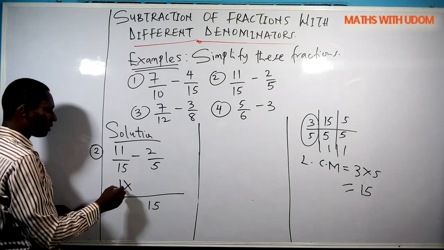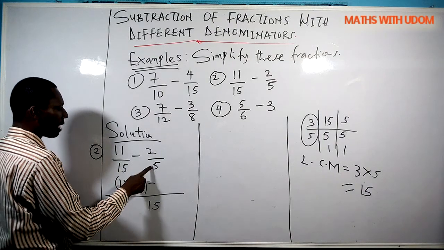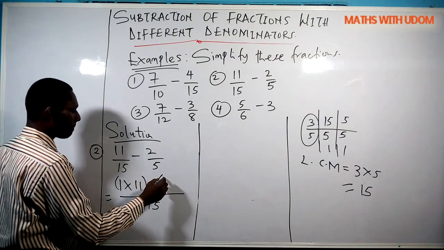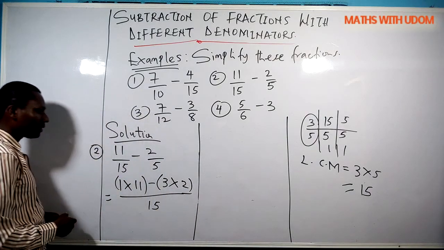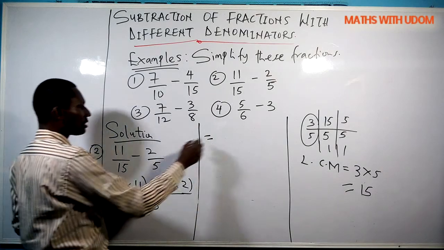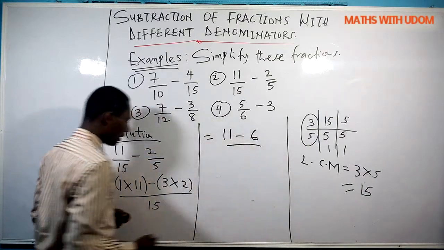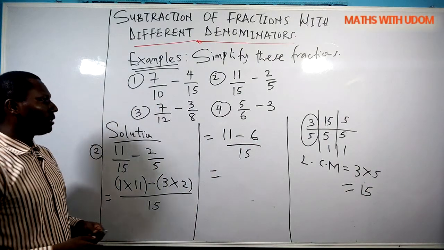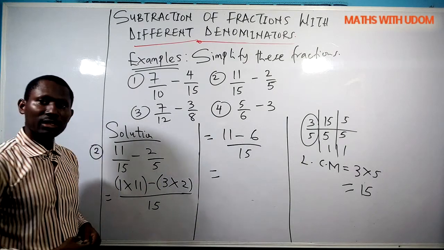How many 15 can go in 15? 1. 1 times our numerator 11 minus, remember we are doing subtraction. How many 5 can go in 15? 3. So 3 times our numerator 2. So what do we do next? We multiply the numerators. 1 times 11 is 11, take away 3 times 2 is 6. Everything divided by our denominator. So 11 take away 6 will give us 5.